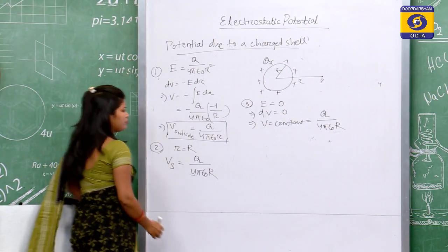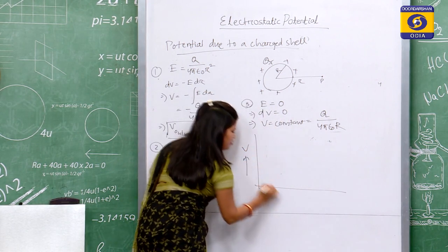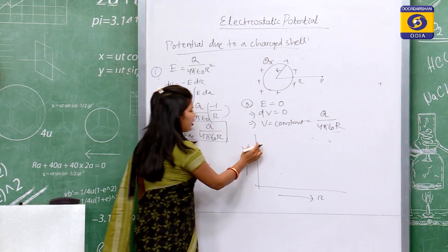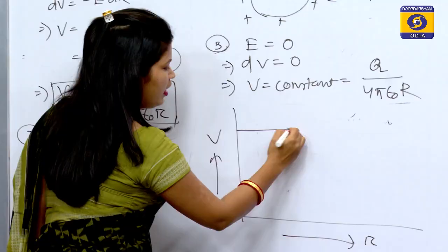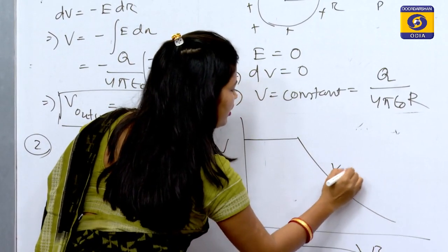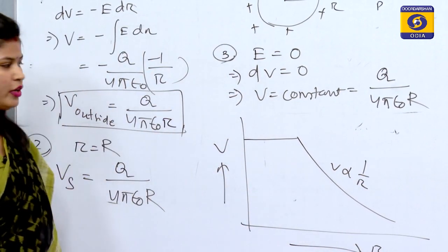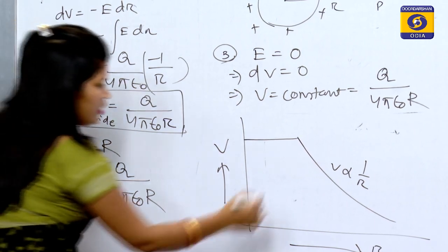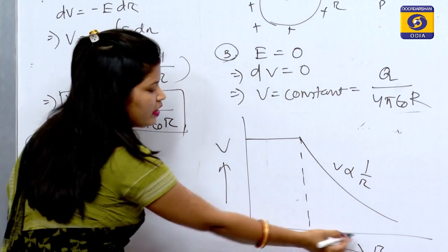Then I could make a graph here, that is potential versus r. From inside to the surface, the potential will remain constant, and when I go outside it will decrease, as V is inversely proportional to r. Okay. So, this is the graph for V versus r, and here is R on the surface, and here inside and here outside.